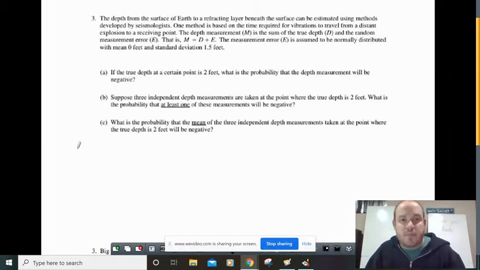So it says the depth from the surface of the Earth to a refracting layer beneath the surface can be estimated using methods developed by seismologists. One method is based on the time required for vibrations to travel from a distant explosion to a receiving point. The depth measurement, m, is the sum of the true depth and the random measurement error. That is m equals d plus e.